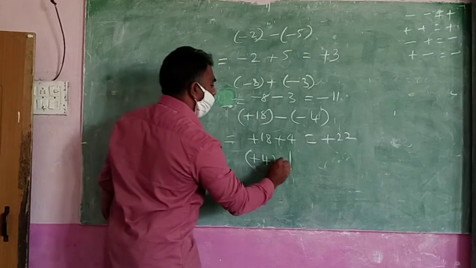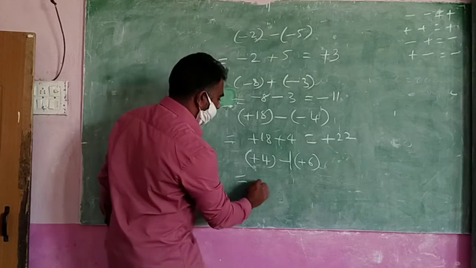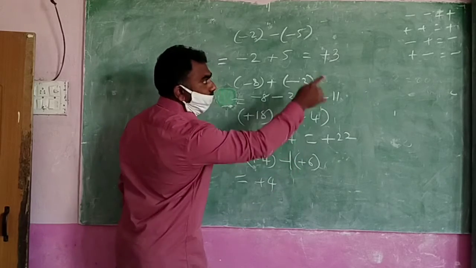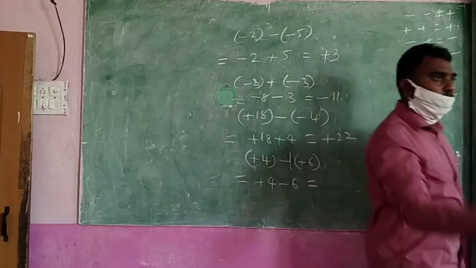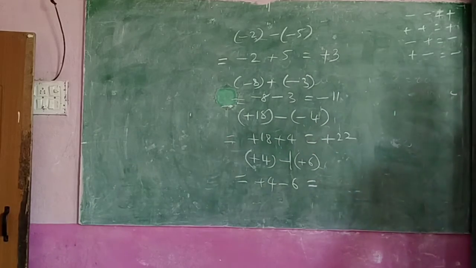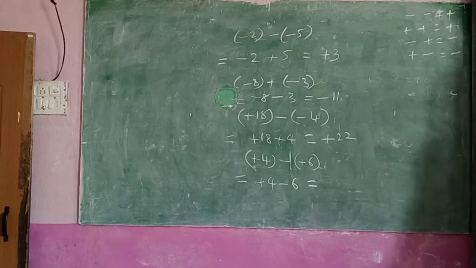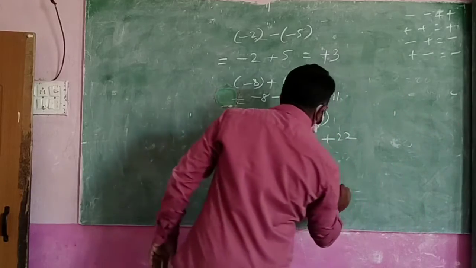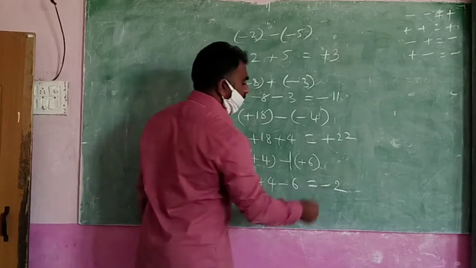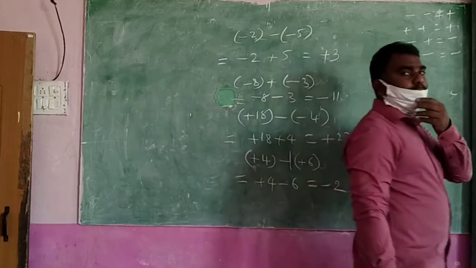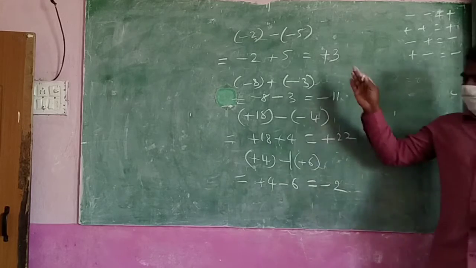Plus 4 minus plus 6. Plus 4 minus 6. How they are? Up, down. Means what should we find? Difference of 6 to 4. How much? 2. And where we are? Up and down? Because down steps are more now. That's why we are down. If up steps are more, you will be up. If down steps are more, you will be down. Okay. This is the way of doing the problems.